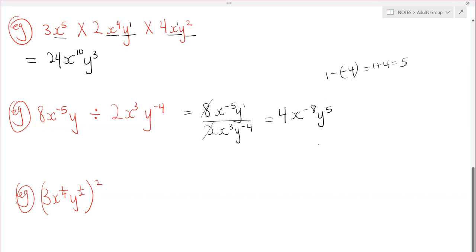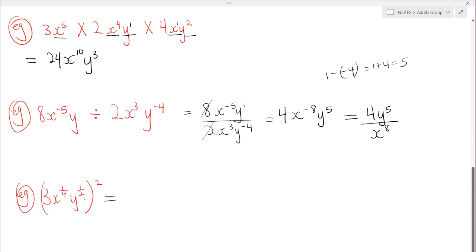So again, we learned the rule that if we want a power to be positive and not be negative, we could send it into the denominator. So this could be 4 y to the power of 5 all over x to the power of positive 8. That's how nice and simple it works. So let's try this one here.